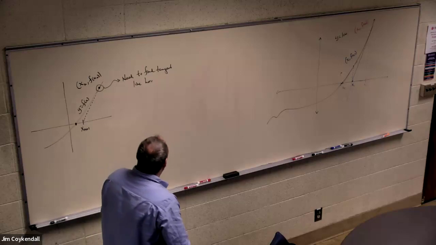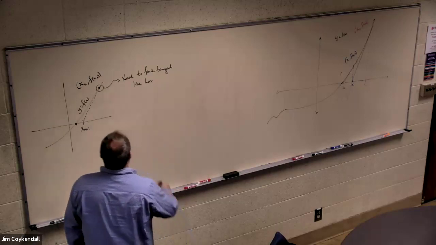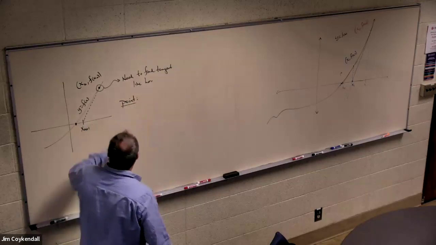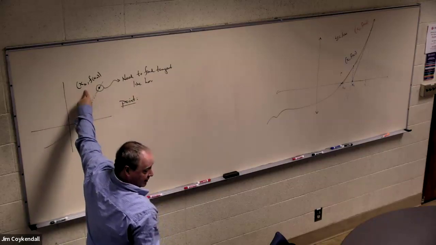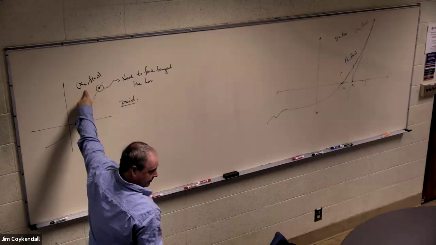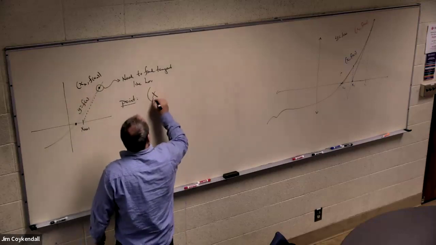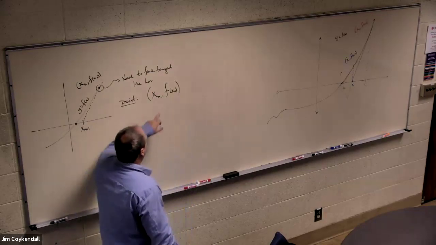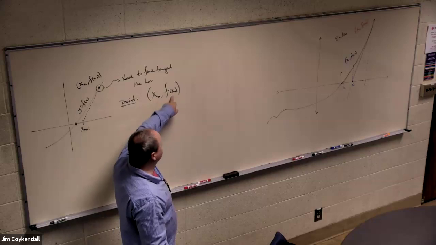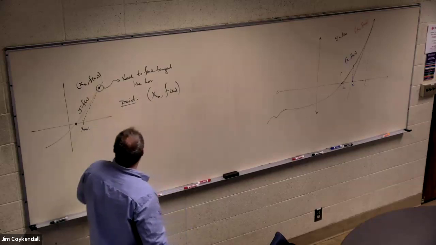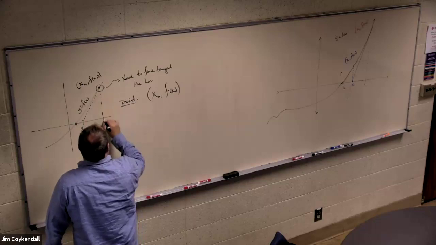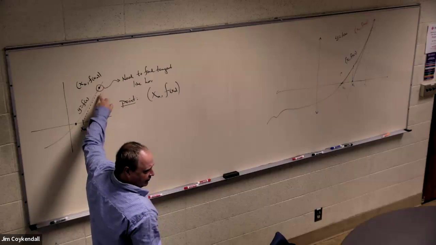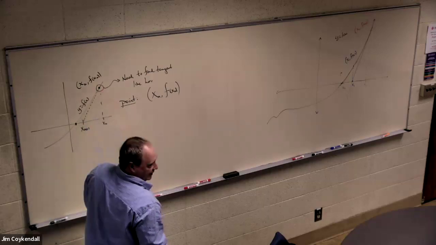To find a tangent line, I need two things: a point and a slope. And there's my point. Everybody agree with that? It is (x_n, f(x_n)). So that's the nth approximation, and it's that point. And I need the tangent line. What is the slope of the tangent line at this point x_n?